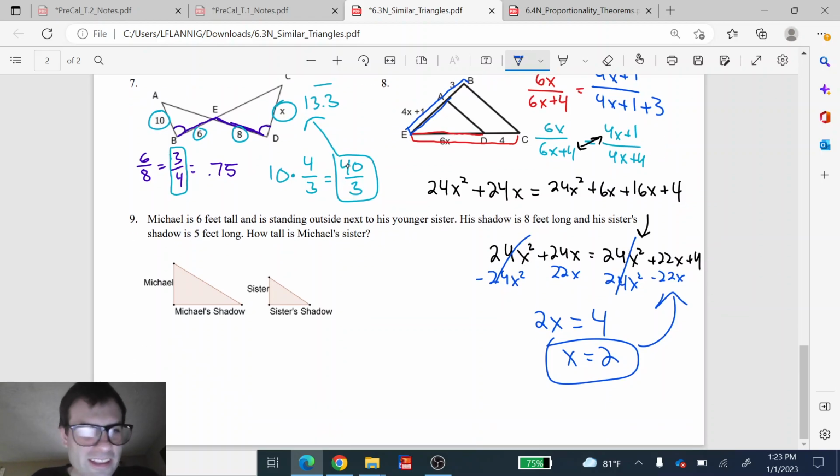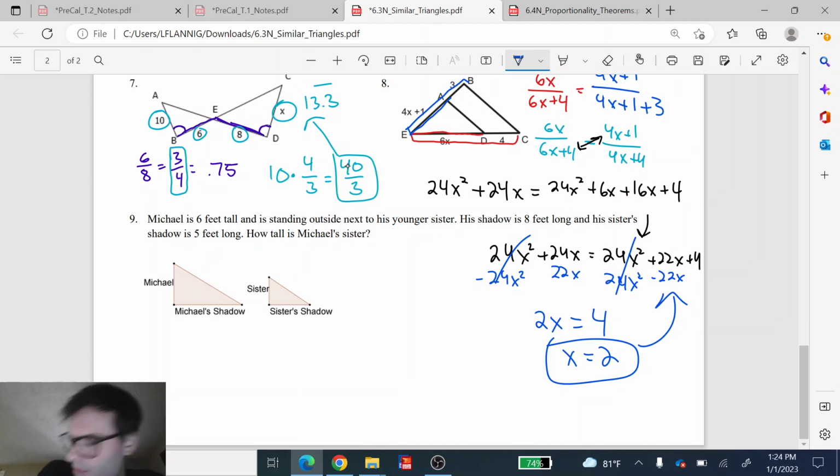All right, last one. Michael is 6 feet tall and is standing outside next to his younger sister. His shadow is 8 feet long, and his sister's is 5 foot long. How tall is Michael's sister? This shouldn't be too much of a problem. It's just an easy proportion.